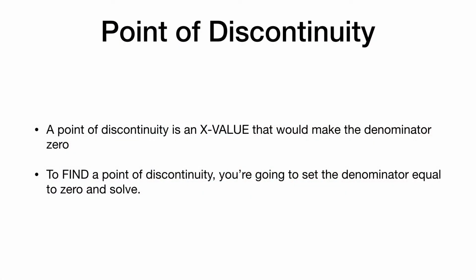So a point of discontinuity is basically anywhere that would make the denominator a 0. It's an x value that would make the denominator 0. And so to find that point, what we do is we take our denominator and we set it equal to 0 and solve.